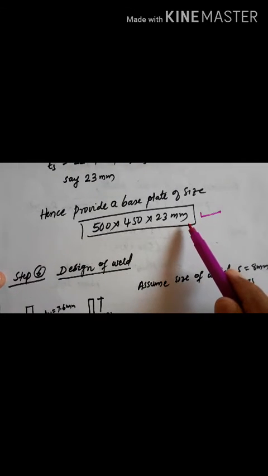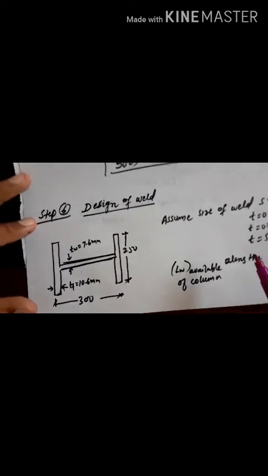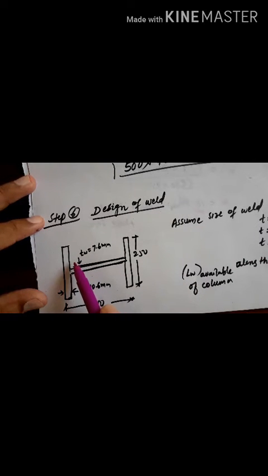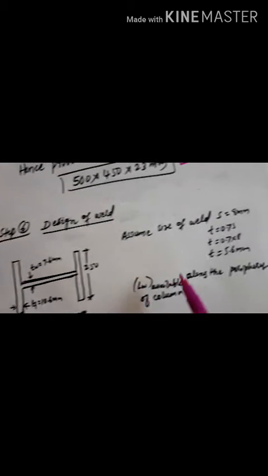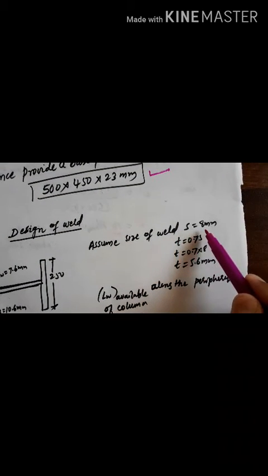So once you get this one, now you have to do the design of weld. So I need to do the welding here for this one. Okay, to weld this column on the base plate, just to mark here 300 by 250. Assume the size of the weld S equal to 8 mm. Initially I am assuming this size of the weld.